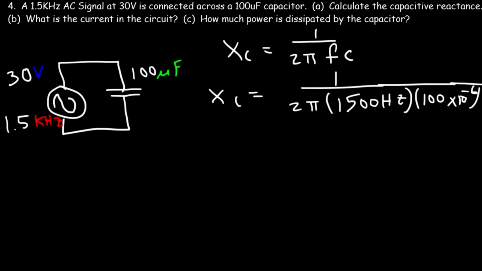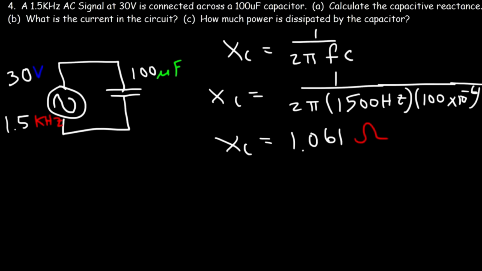Mega, 10 to the 6. Milli, 10 to the minus 3. Micro, 10 to the negative 6. So if we multiply 2 pi times 1500 times 100 times 10 to the minus 6, you should get 0.9425. And 1 divided by that number is 1.061. So this is the capacitive reactance of the circuit.